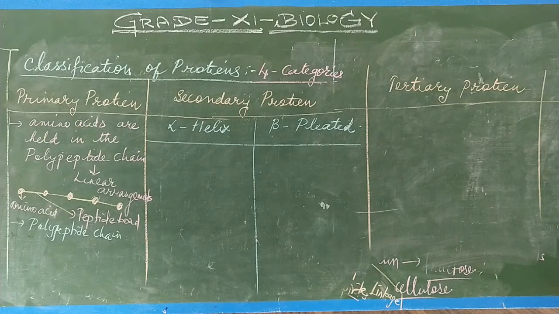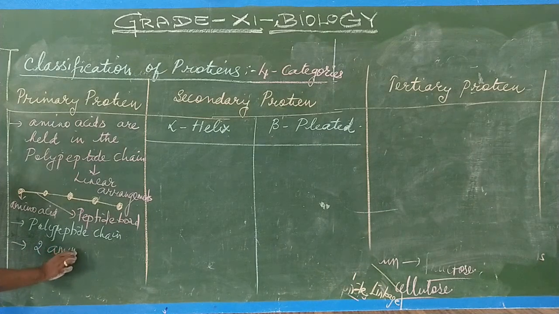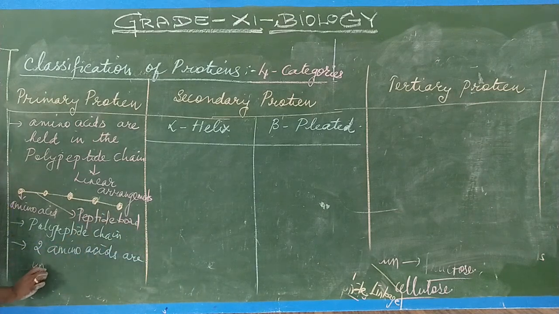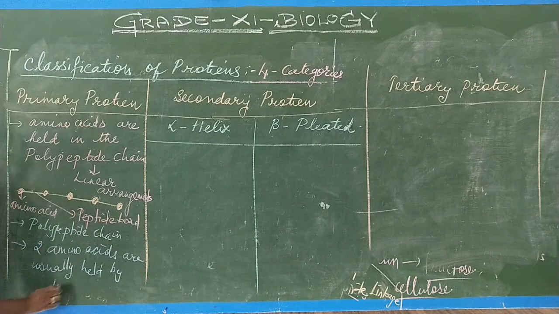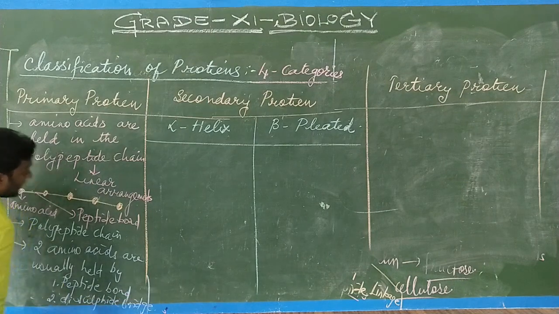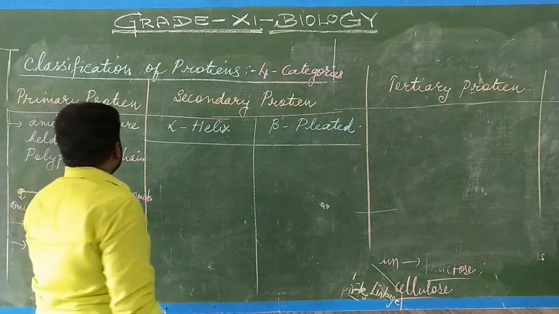Usually 2 amino acids are held by peptide linkage, the peptide bond. In rare circumstances in proteins, 2 amino acids are held together by means of the disulfide bridge or disulfide bond. This is about the primary protein.